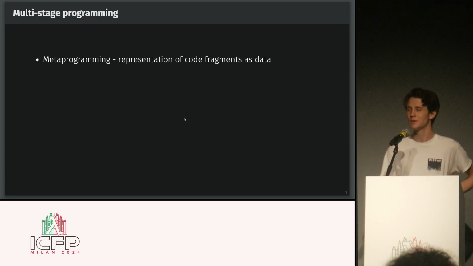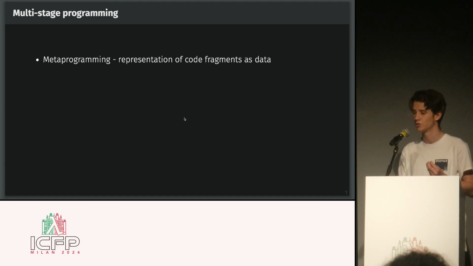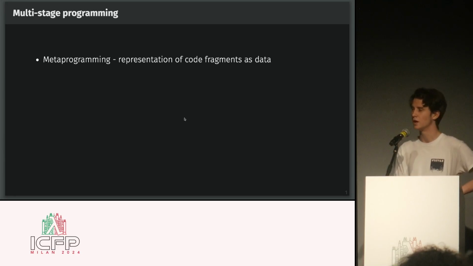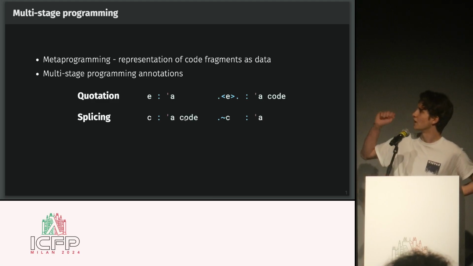What is metaprogramming? Metaprogramming is ways of generating code in which we can have representations or fragments of the code as data within our language and separate that compilation out into multiple stages. In this work, we use the style of multi-stage programming found in the ML24 language. In particular, we can take some expression of a type A and take a quotation of that to get a code fragment of type A code.